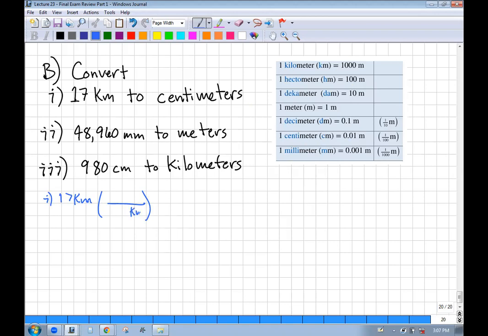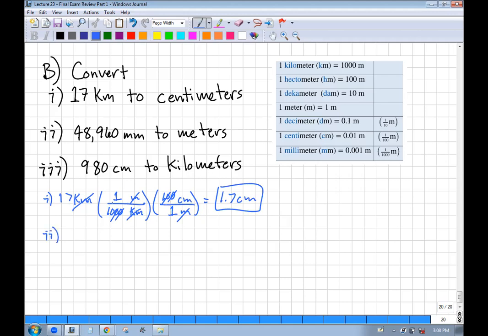All right, I could say I'm getting rid of kilometers in favor of meters. I know it takes 1,000 of these to make one of those. And I want to get rid of meters in favor of centimeters. I know it takes 100 centimeters to make a meter. So I have my centimeters here. So I have 17, and I could look at this, be like, 17 divided by 10 would be 1.7 centimeters. So that's one way to do it, okay?